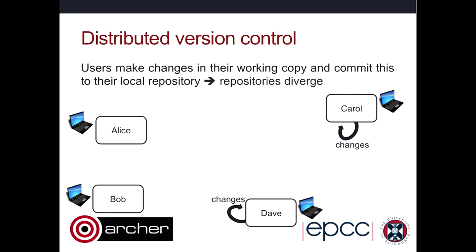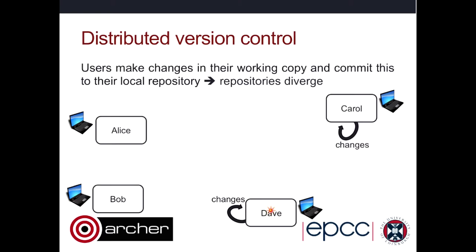So this means, of course, that repositories kept by different people diverge. Although Carol and Dave both started out with Alice's copy of the repository, which, by the way, might already be different from Bob's, they immediately made their own changes. So now we have four different repositories. You might think, okay, is this a good idea?